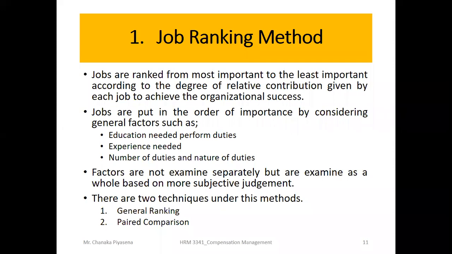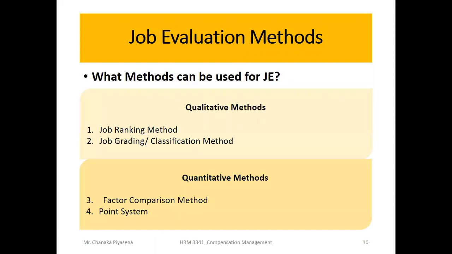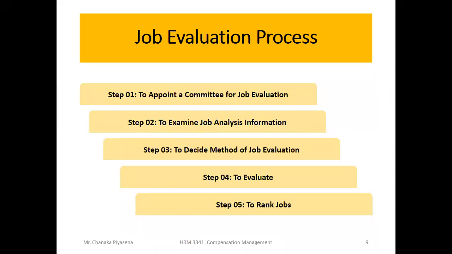Under job evaluation, there is a process. First, appoint committees for the job evaluation. Then the second step, examine job analysis information. The third step, decide methods for job evaluation. Now we are in the third step of the job evaluation process. It is very complicated because there are several methods, several techniques and several processes in compensation management.